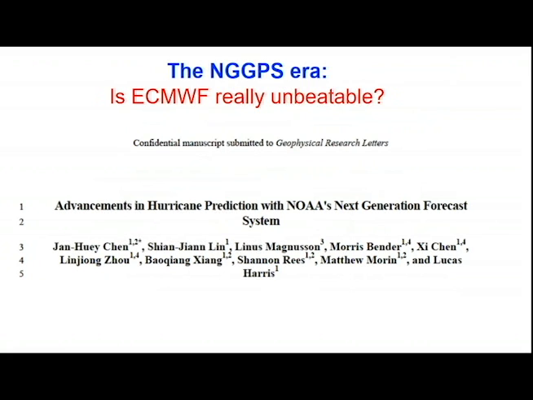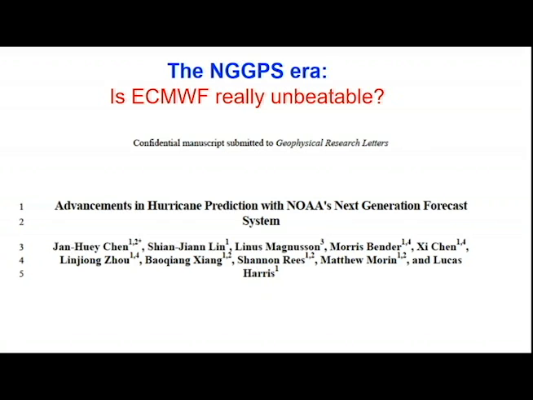So the NGGPS. In an alternative universe, this would be the title of the paper I want to use, but that would get a lot of people too angry. So this is the title we submit: Advancing Hurricane Prediction with a Next Generation Forecast System.